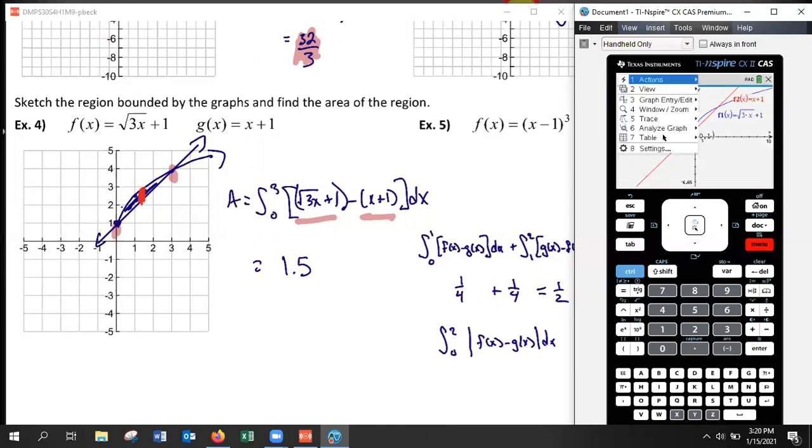We could do this again. Menu, analyze graph. Try that one more time. Intersection. What's the intersection point from here to here? That point, oh, I can't see it. Don't forget, if you hover over it and hold down, you can grasp it and move that point. So there's my other intersection point.